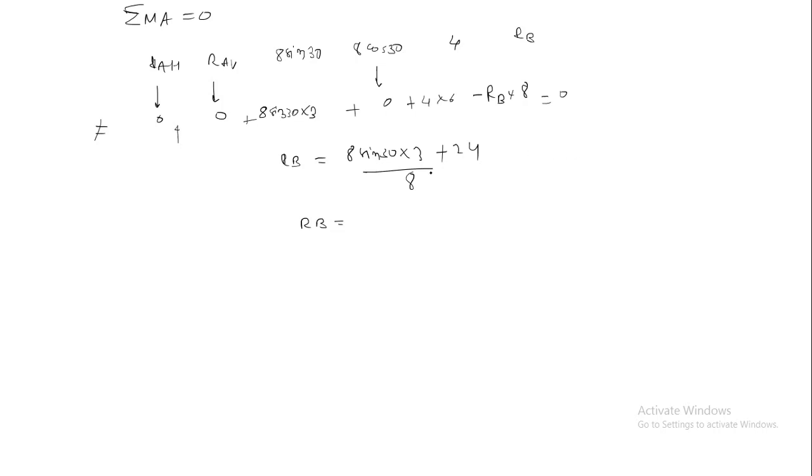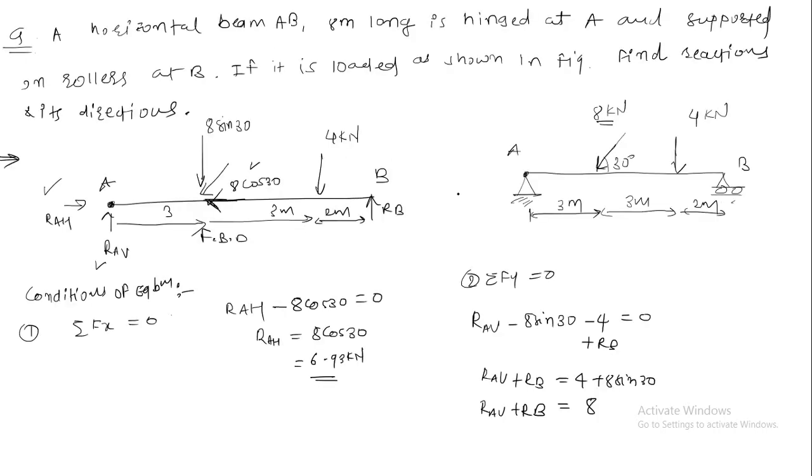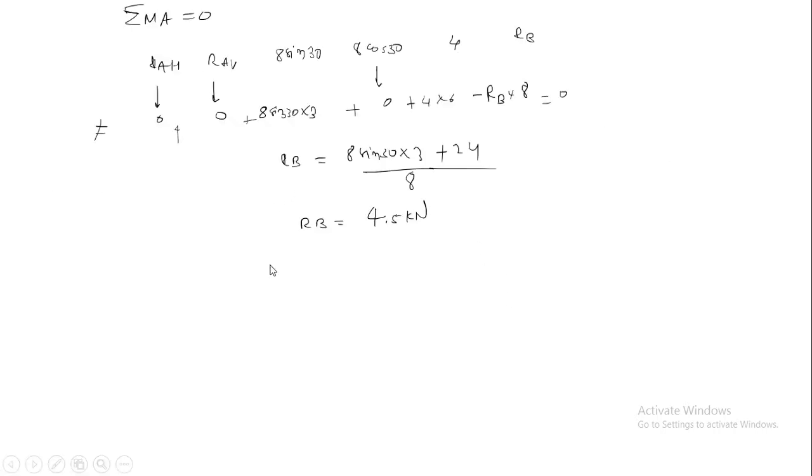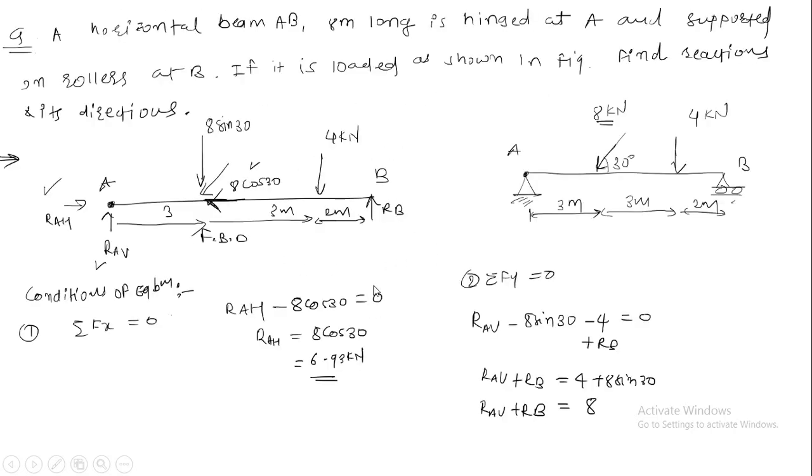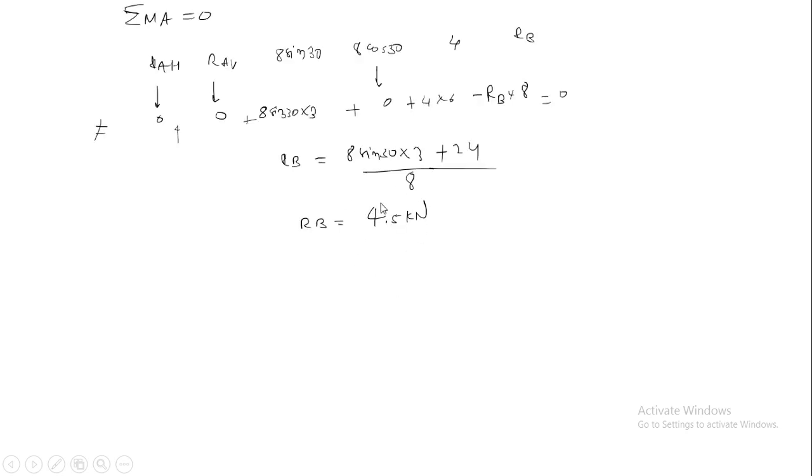So 8 sin 30 into 3 plus 24 by 8 equal to 4.5 kilonewton, right? So from this equation RB is positive, which means our assumed direction is correct. म्हणजे आपण जी डायरेक्शन कन्सिडर केली RB रिएक्शन ची ती करेक्ट आहे. मीनिंग ऑफ पॉझिटिव्ह साइन इज दिस. मीन्स आपण RB कसं कन्सिडर केलं वर्टिकली अपवर्ड आणि आपला आन्सर काय आलाय पॉझिटिव्ह मीन्स तीच डायरेक्शन असणार RB ची.